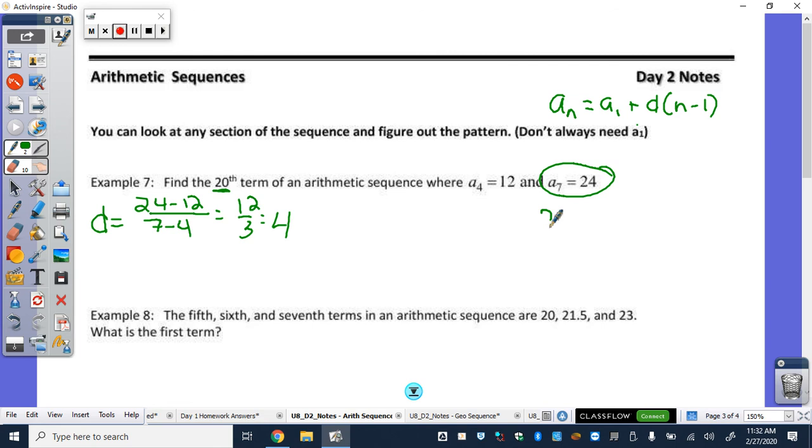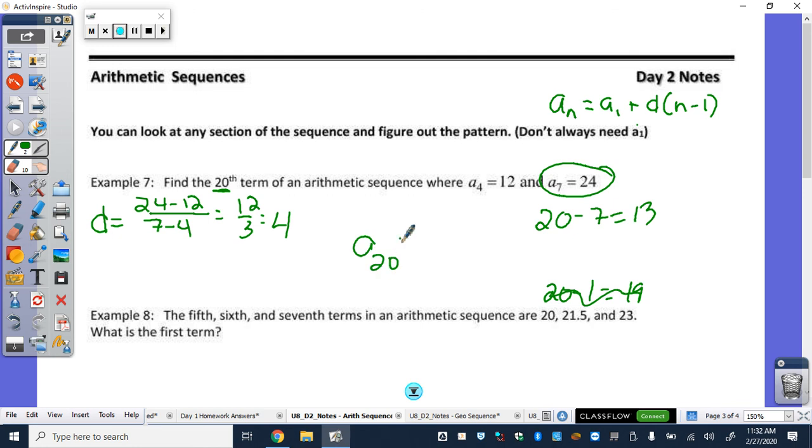13. You would just do your 20 minus your 17. There's going to be 13 jumps. Just like if it was a first term, 20 minus your first term was 19 jumps. No matter which term you're using, you subtract it from the one that you want. That's how many jumps are going to happen.